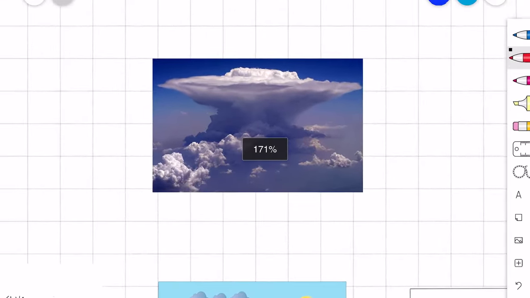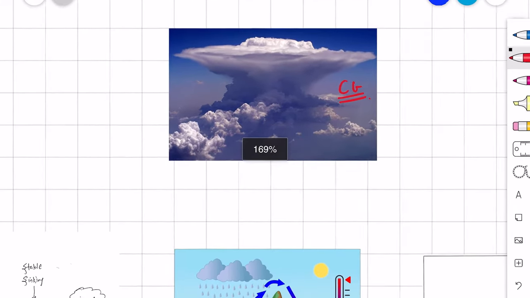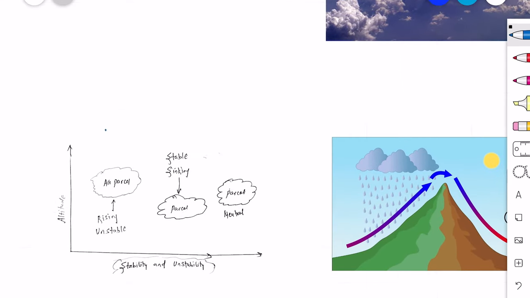Thunderstorms occur in a well-developed cumulonimbus cloud. Not all CB clouds will form thunderstorms. There are certain conditions which are likely for a thunderstorm formation. And these conditions are, first, that the air must be unstable. Unstable meaning that the air must rise. So in this diagram, you can see that the air is rising. That means that the air is unstable.